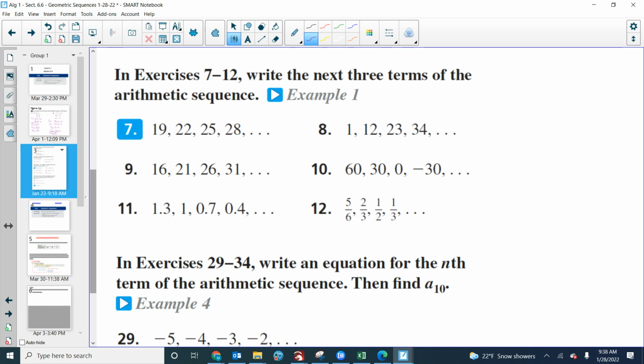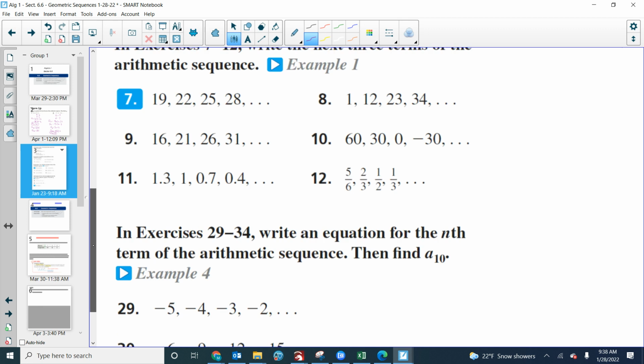What did we do in 9? Went up by 5. So what do we got? 36, 41, 46. What do we do in 3? Down 0.3, negative 0.3. So we got negative 0.1, and then negative point what? Negative 0.2, negative 0.5. And negative 2/10, negative 5/10 for you avid math lovers.